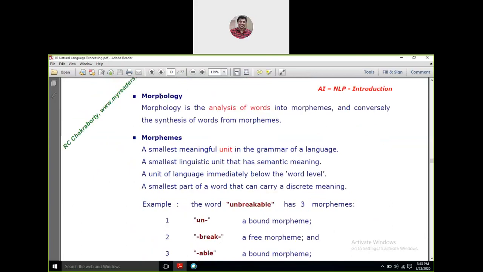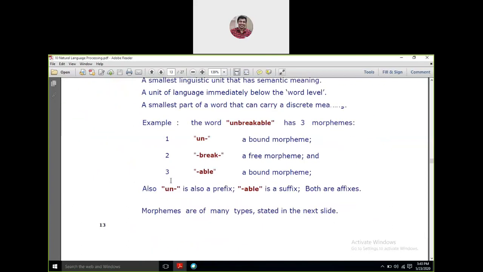You may skip these parts also. Morphology. Morphemes are basically this analysis.